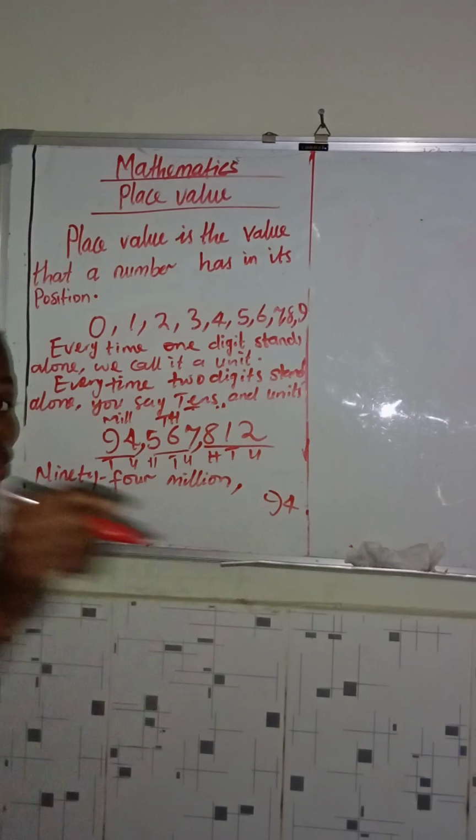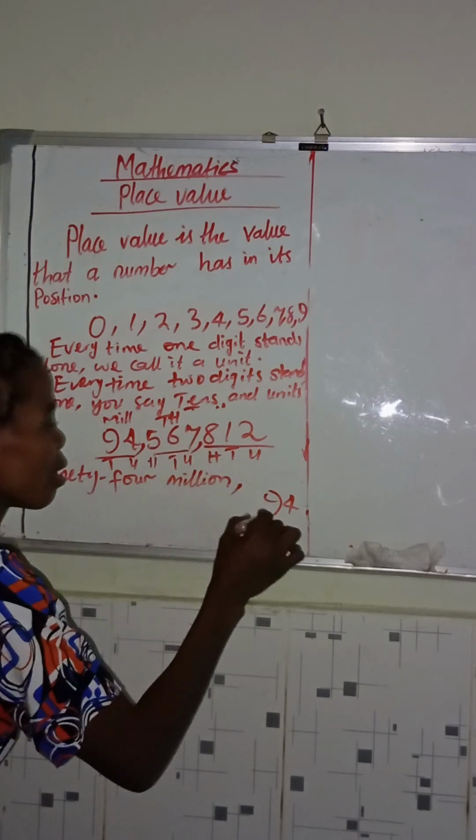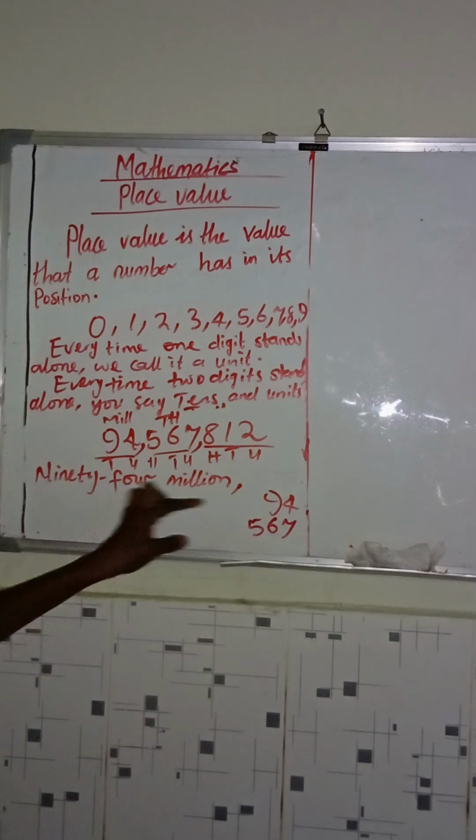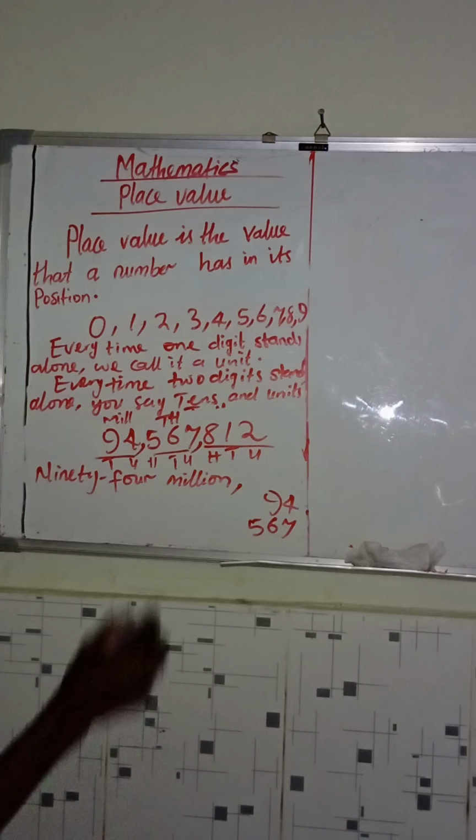And then 567. Even if you do not know how to call it, bring it out from that comma. 567. What is the family name? 1,000.